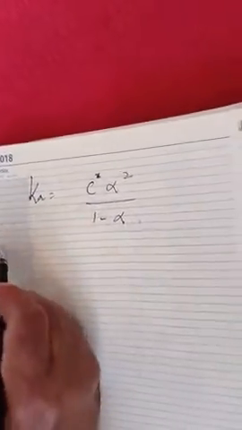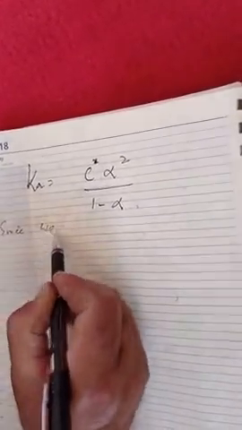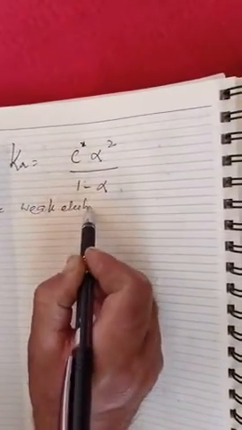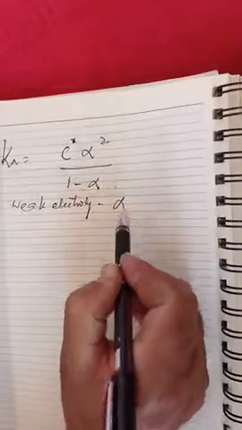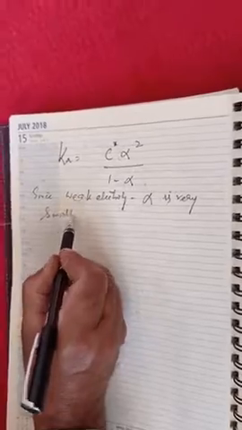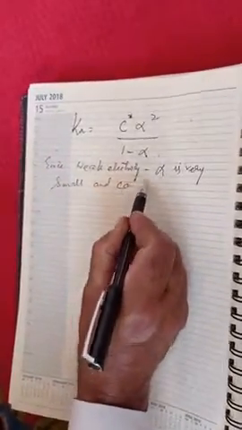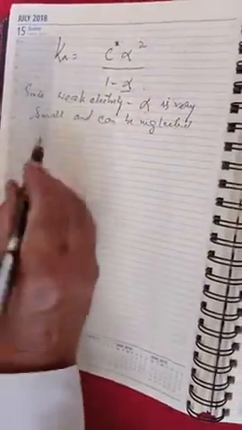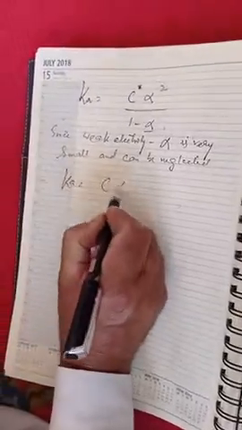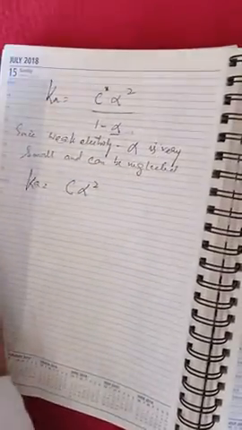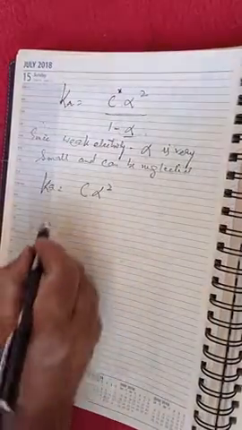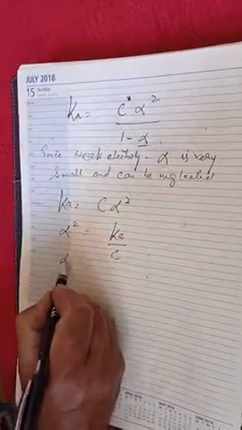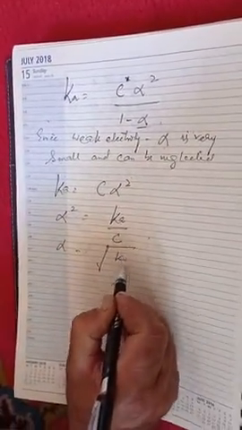Since in case of weak electrolytes, alpha, that is the degree of dissociation, is very small, it can be neglected. For example, this alpha in the denominator can be neglected, so Ka is equal to C alpha square, or alpha square is equal to Ka divided by C, or alpha is equal to under root of Ka divided by C.